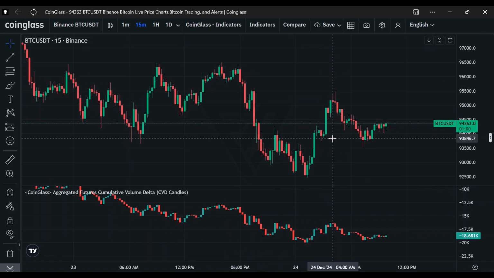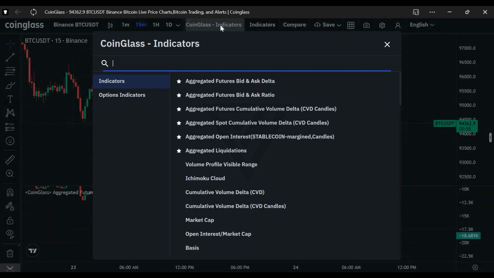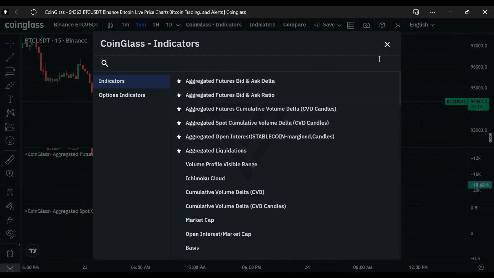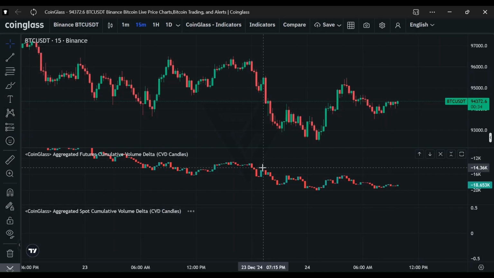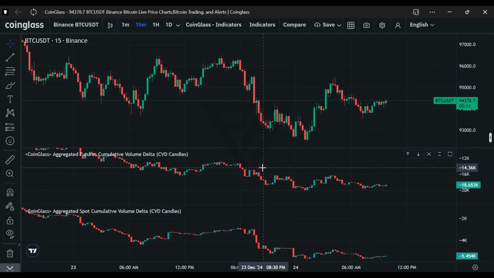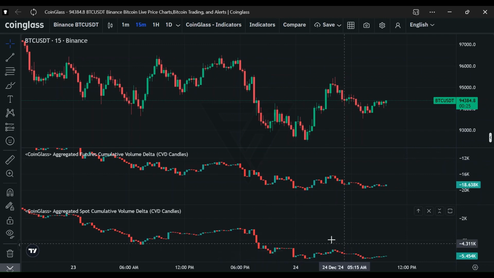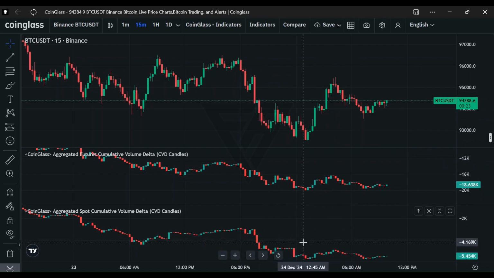I use both futures and spot cumulative delta. That gives me the sentiment among spot and futures. So I think these both are important. Okay, so this is one of the tools that I use.